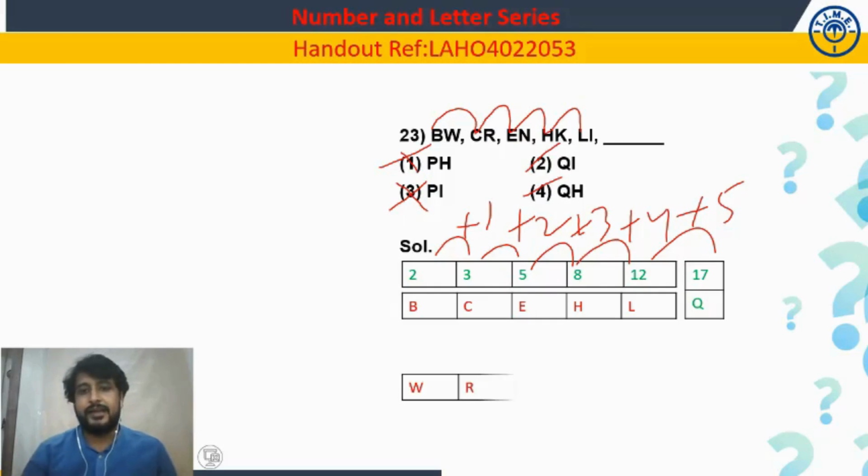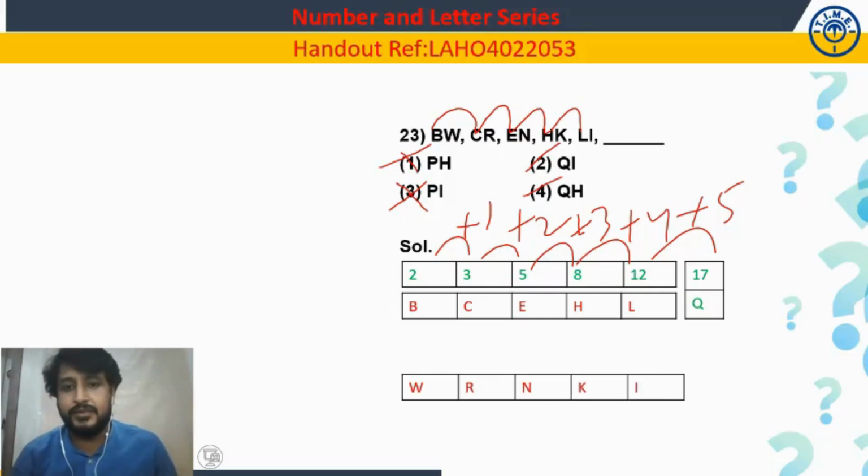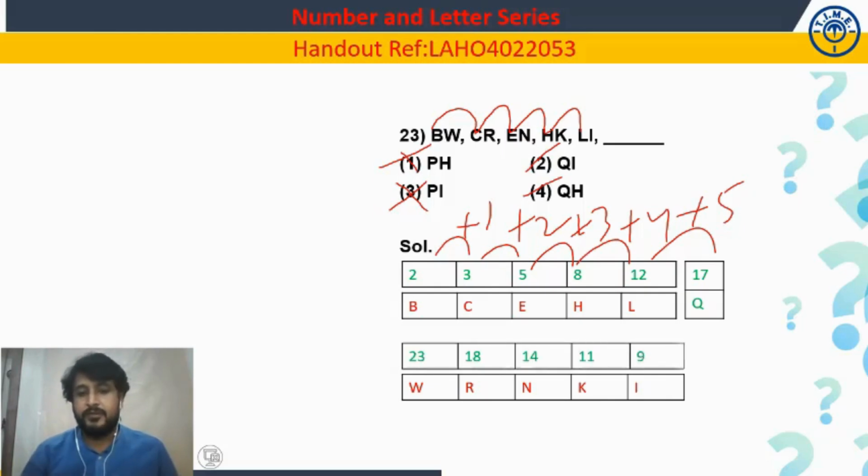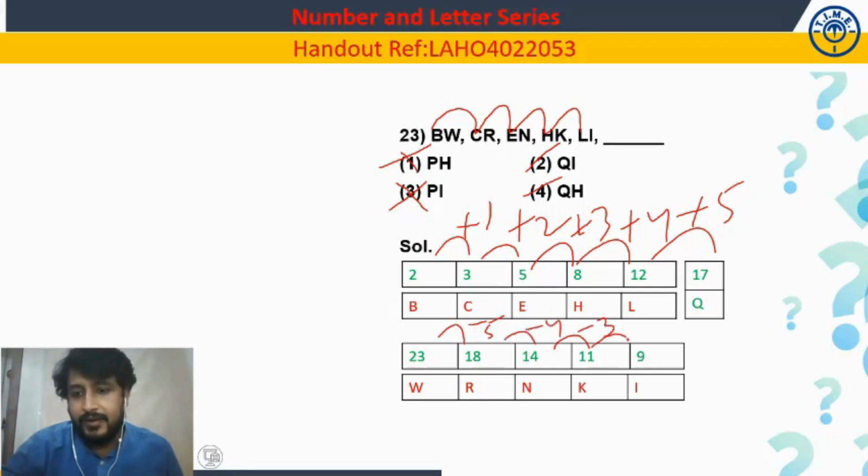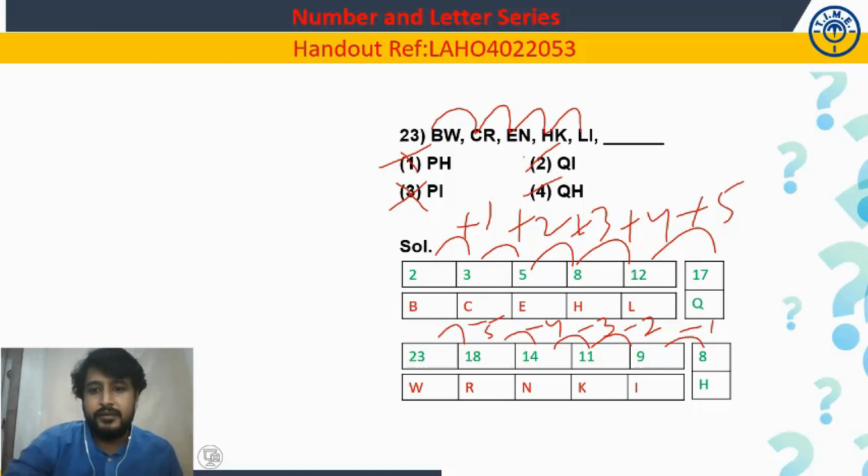Now identify the logic in the second set of letters. What are the second letters in each group? W, R, N, K, I. And place values: W's place value 23, R's 18, N's 14, K's 11, I's 9. And the logic here is minus 5, minus 4, minus 3, minus 2. What will be next? Minus 1. 9 minus 1 is 8. Which letter's place value is 8? H. So my answer will be which option?